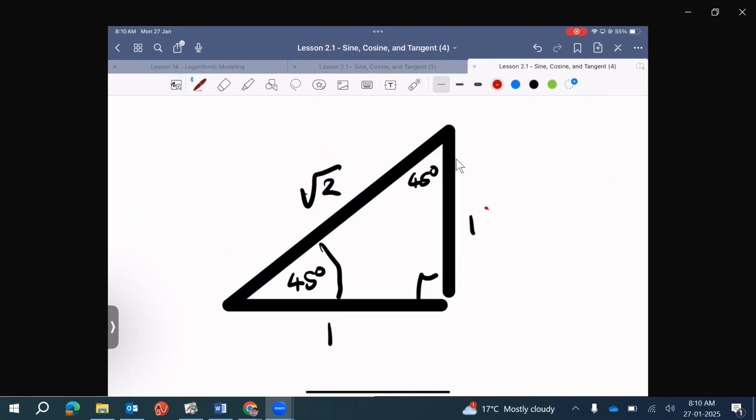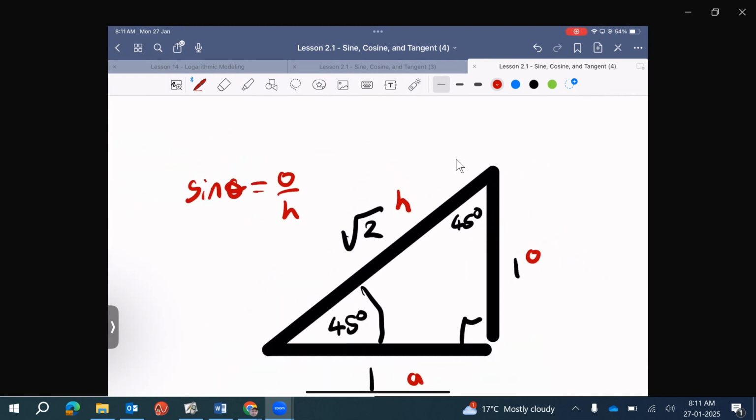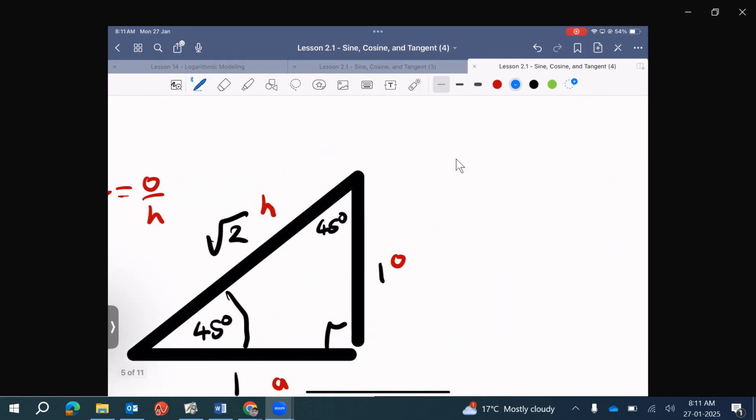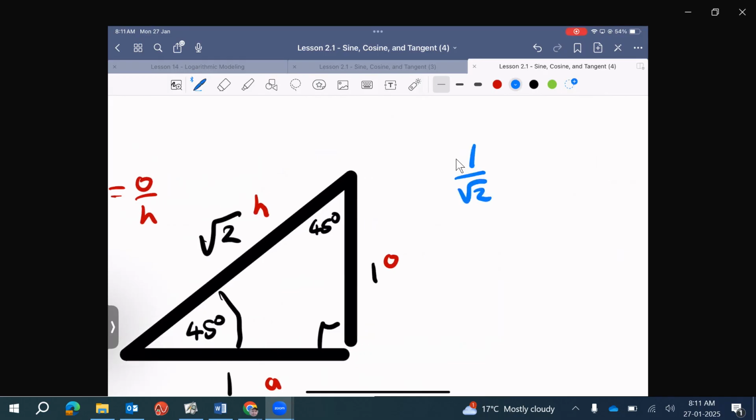Now, if this is the opposite, this is the adjacent, this is the hypotenuse. What is the sine of the angle? What is the sine of the angle? And then rationalize? Thank you, Zane. All right. For those that didn't catch that, Zane says it's going to be 1 over root 2, which if she rationalizes it is root 2 over 2.